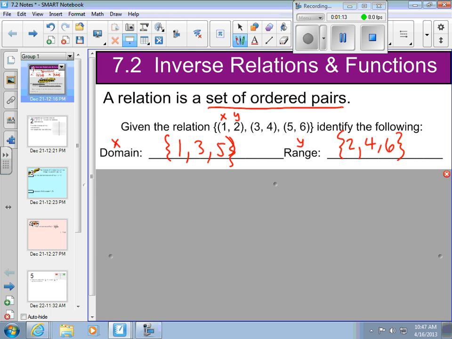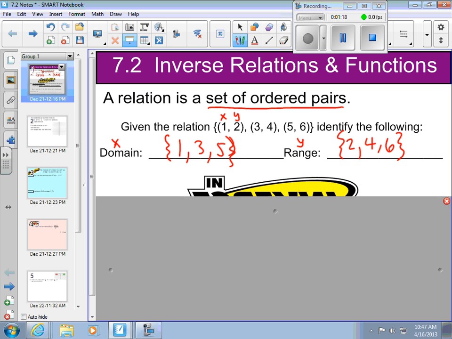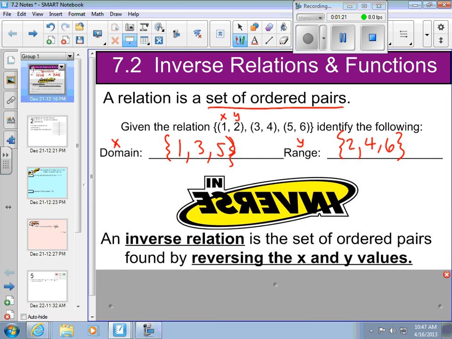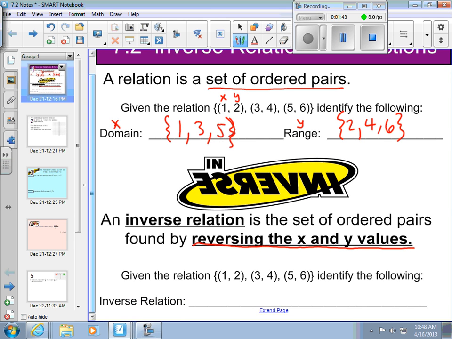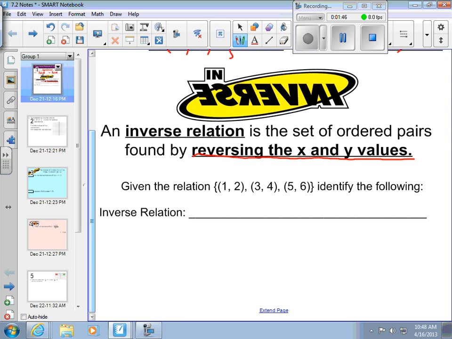All right, so moving on, what we're going to be looking at more specifically today, and this is where the new stuff is, is what is an inverse relation. An inverse relation is the set of ordered pairs found by reversing the x and y values. So anytime you switch around or reverse the x and y, you come up with a function that is the inverse. So using the example we were doing a little bit ago, we are going to figure out what is the inverse relation.